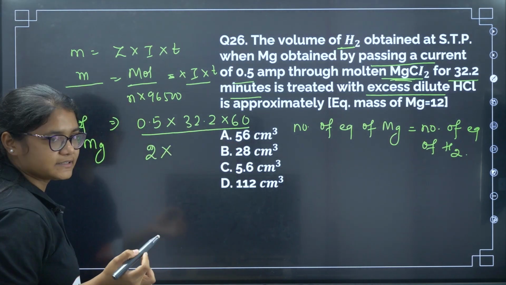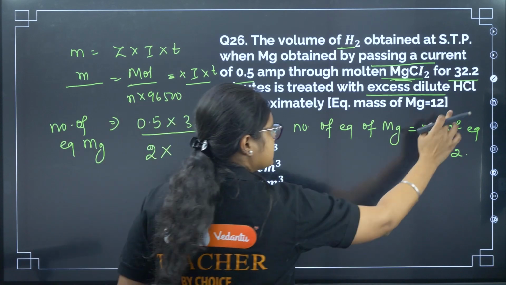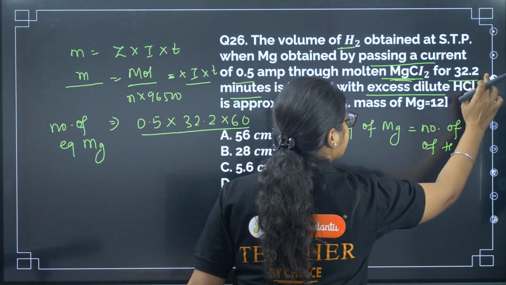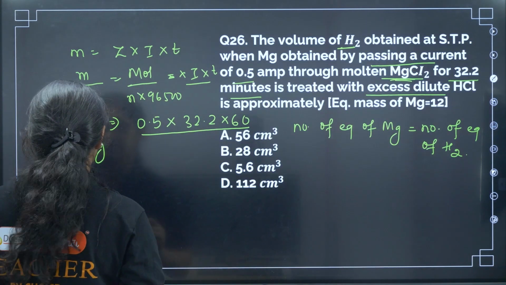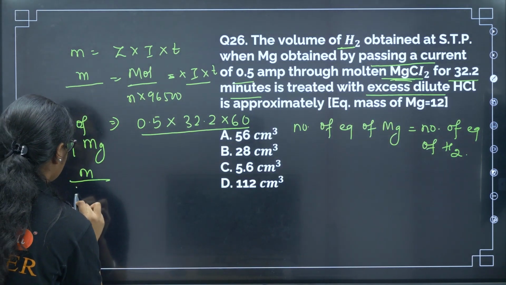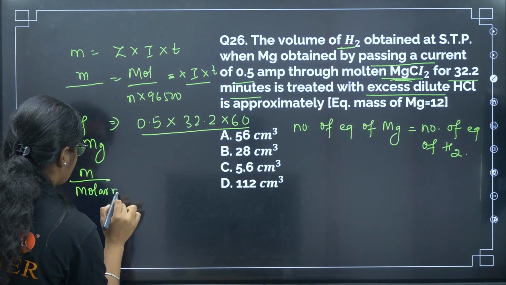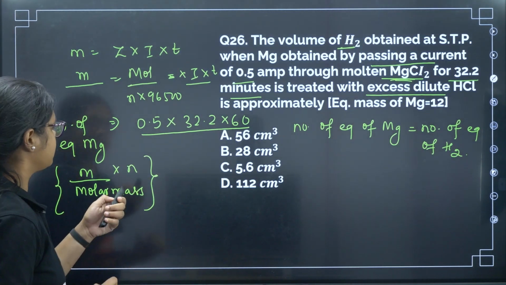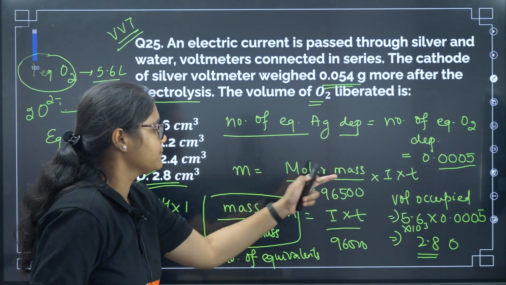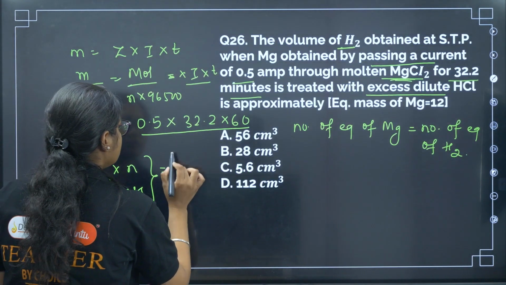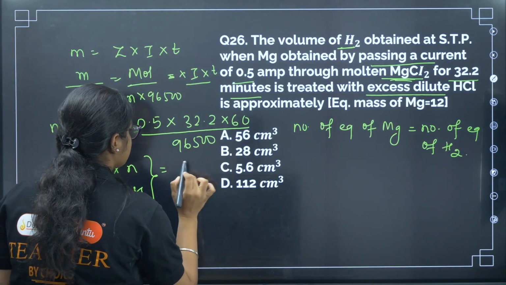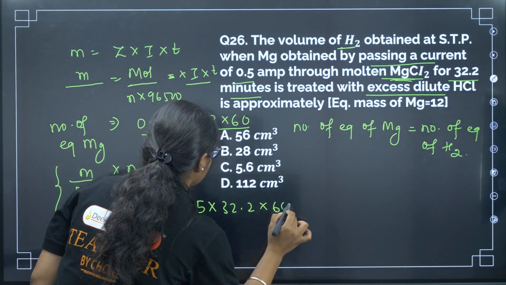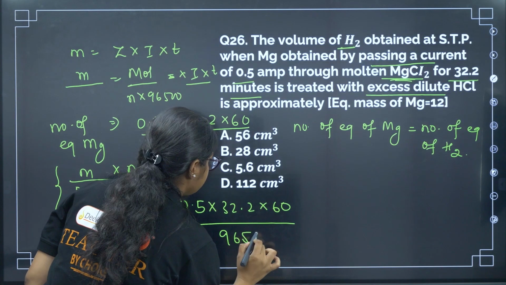N factor is 2 because magnesium is getting deposited. So we need not consider this n factor here because we have taken this n factor for number of equivalents. So here this value is M divided by molar mass into N. This is nothing but number of equivalents, right? The one which we have solved in this one, this formula. Okay. So this one will be equal to divided by 96500. So number of equivalents we got 0.5 into 32.2 into 60 divided by 96500.